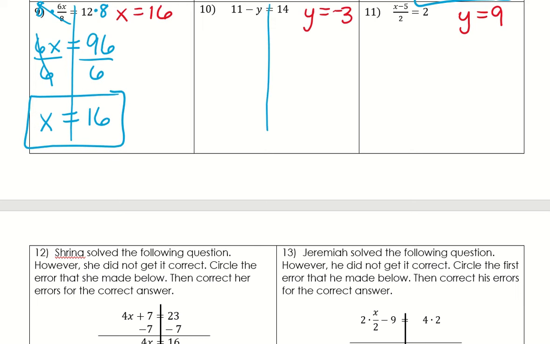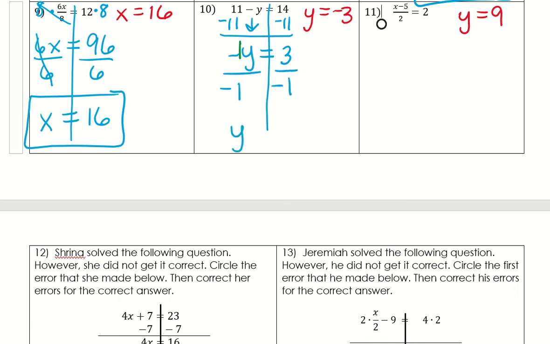Number 10. This one is written a little differently than we're used to. Normally the variable is first. So I need to look at my 11 first, and I need to do the opposite of 11. The opposite of 11 is negative 11. So I'm going to bring down my negative y. 14 minus 11 is 3. Remember that negative y is the same as negative 1y. So now I divide both sides by negative 1, and that's how we get y equals negative 3.